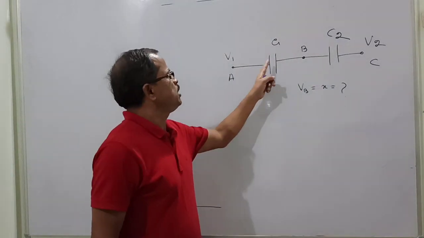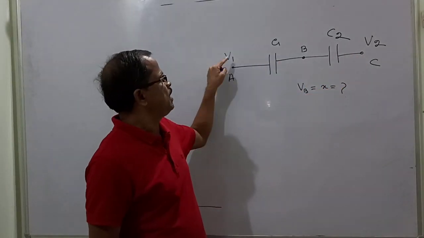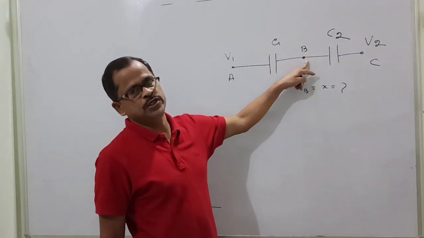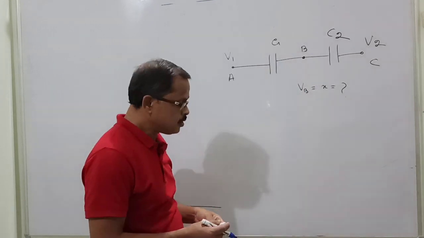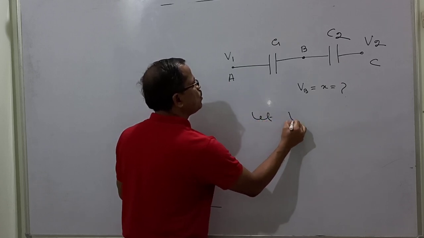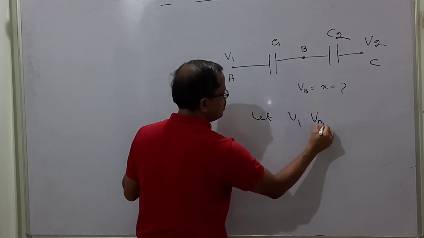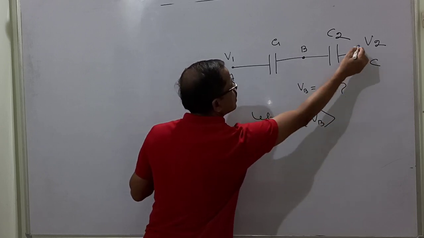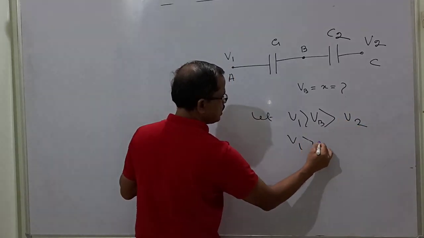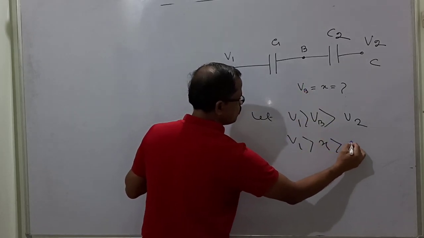2 capacitors C1, C2, they are connected in one line. The left-hand point is at potential V1, the rightmost potential is V2. I want to find out the potential of the point B in steady state. So to solve the problem in steady state, I have to assume V1 is greater than V of the point B, and V of point B is greater than point C, that is equal to V2. That means V1 is greater than X, because potential of the point B is X, and that is greater than the potential of the point C, which is V2.